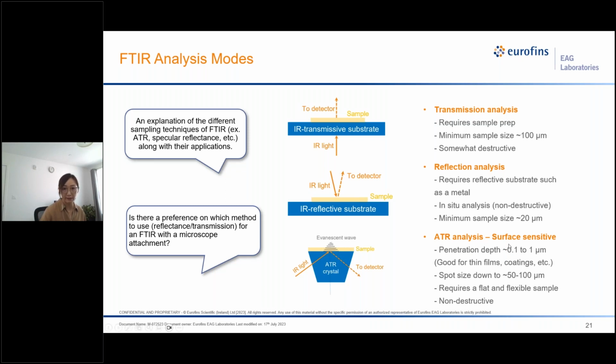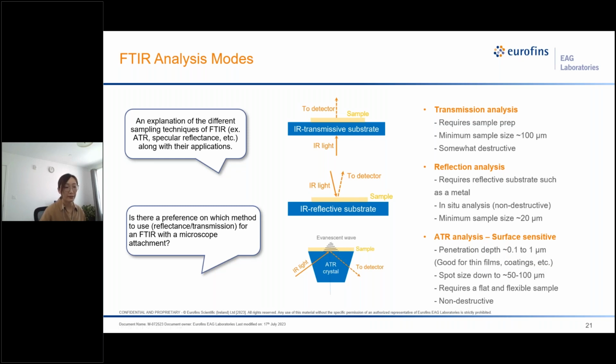ATR is the surface-sensitive mode in FTIR analysis, where it involves the use of an ATR crystal made of high refractive index materials such as diamond or germanium. The ATR crystal helps to confine the penetration depth of the infrared light, typically to around 1 to 2 microns from the sample surface. By using a grazing angle ATR attachment, the penetration depth can be further reduced to around 100 nanometer or less. So this relatively high surface sensitivity in ATR mode makes it a very useful tool to characterize some films or coatings or surface layers in multi-stack structures.